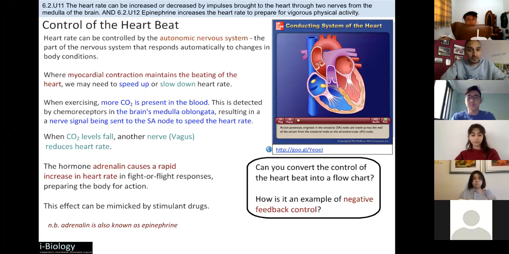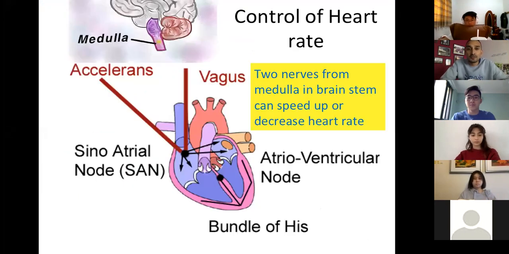So we have two nerves that connect the medulla of the brain, this region of the brain, and the sinoatrial node. You do not need this signal for regular heartbeats, the regular cardiac cycle, but this can help to speed up, and then once we don't need it sped up, to slow it down via these two nerves.